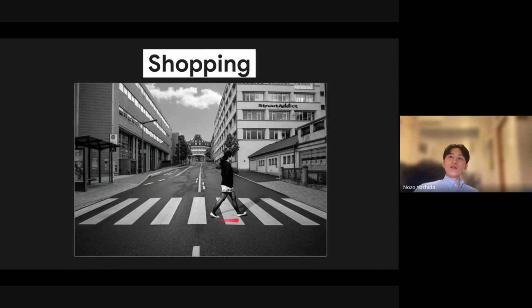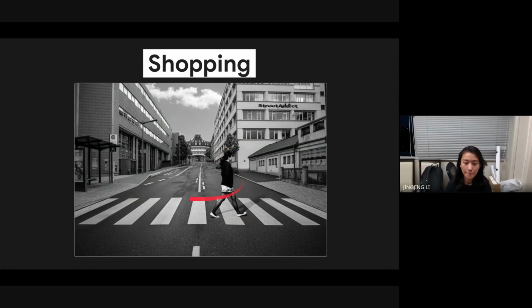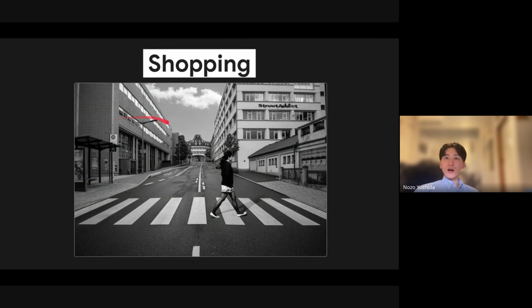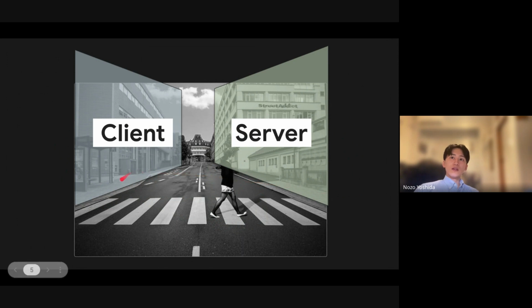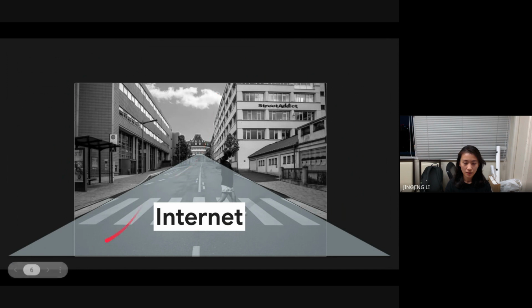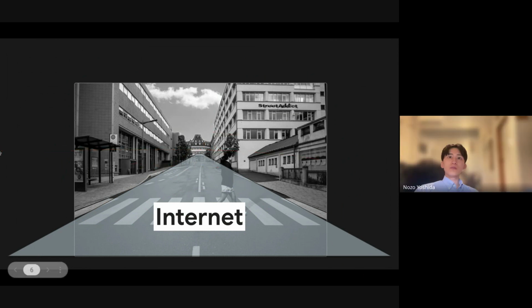So imagine you are going shopping, and imagine this is your home. There are a lot of shops around there, so we can assume your home is the client side, and this is your destination, the shop that can serve. I see. The internet can be the road between these two.